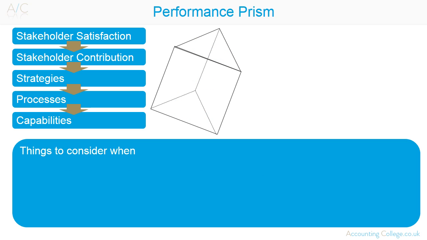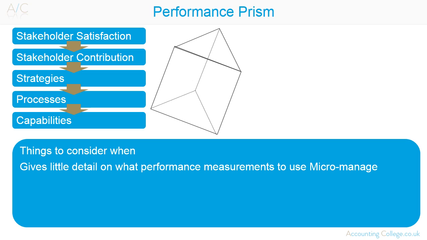Things to consider when talking about the Performance Prism is that it gives little detail with regards to what performance measurements should be used for each perspective. The problem with the increase in measurement is that management start to micromanage their organizations and lose sight of the strategic side of management. There is also the cost of providing the information and the management time spent on it, compared to the questionable benefits that the measurements bring.